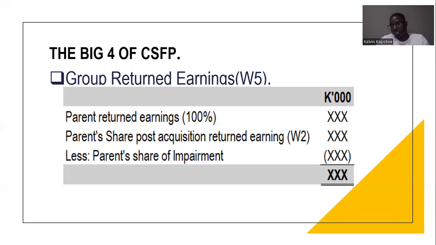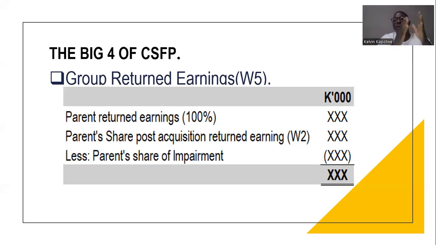So that is working number 5. So these are the key workings that you then have to understand. All right. So how do you calculate this? So the parent retained earnings, you basically get them from the financial statement of the parent at 100%. You slot it there. Then we are going to get the parent share of post-acquisition retained earnings.